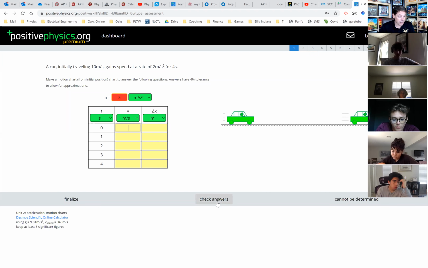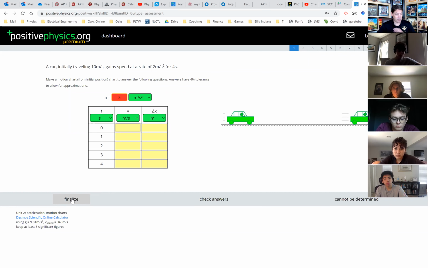And you need to click check answers for every question, all 15. If you forget to click check answers, it doesn't save it. And so when you come back later, it'll all be gone and you'll have to redo it. So make sure you click check answers to save your work for every question. All 15 questions, you need to click check answers. Now, after you've done all 15, then you're going to click finalize.